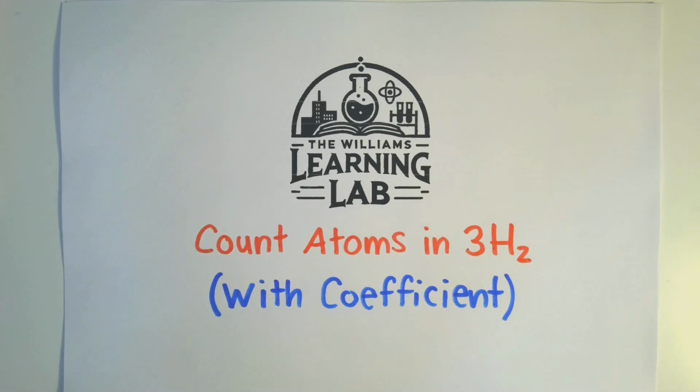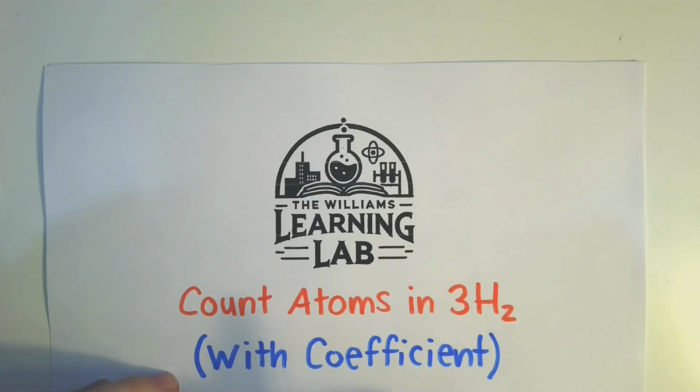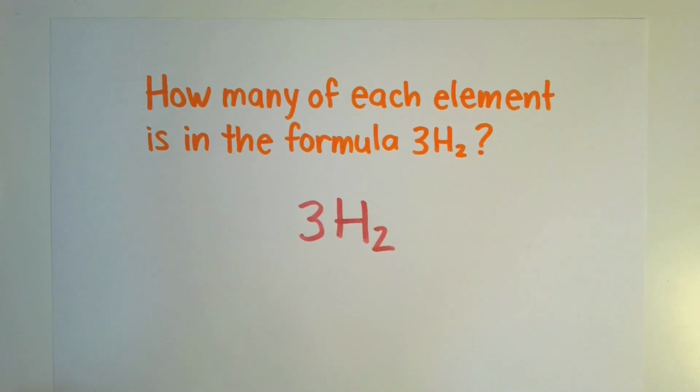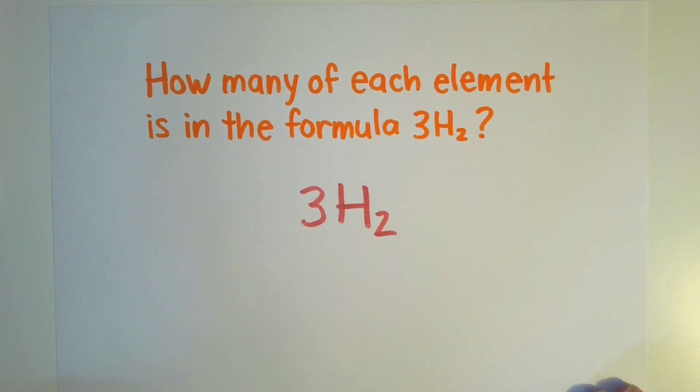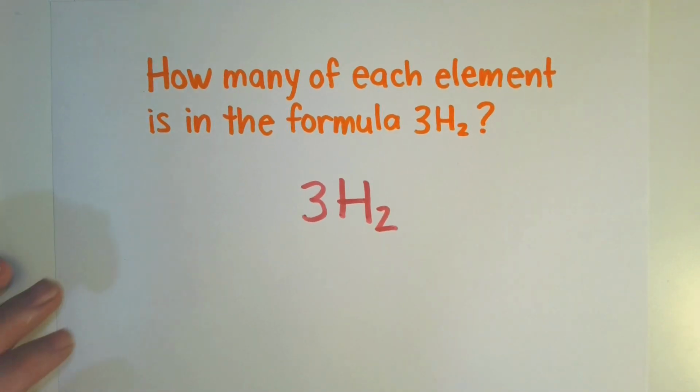So in this video we're going to learn how to count formulas and the number of atoms when they contain a coefficient. And so in this example we're going to be doing hydrogen gas and it has a coefficient of 3. So how many of each element is in the formula 3H2?